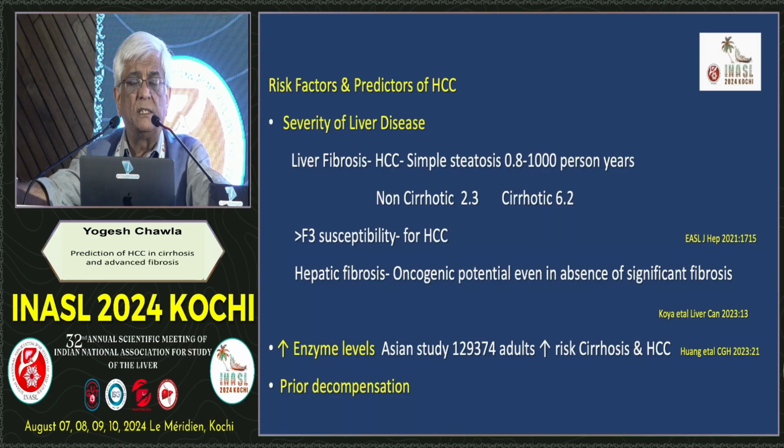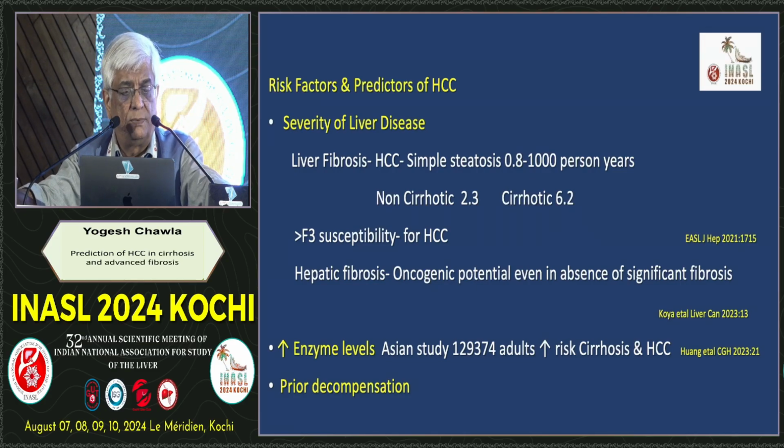So, what are the predictors for development of HCC? Let's go to the liver-related ones first. It depends on the severity of liver fibrosis. The higher the amount of fibrosis, the more the chances of development of HCC. And this has been adequately shown recently by Scott Friedman, who says that hepatic fibrosis is associated with oncogenic potential. And even more than F3 fibrosis makes an individual susceptible to the development of HCC.